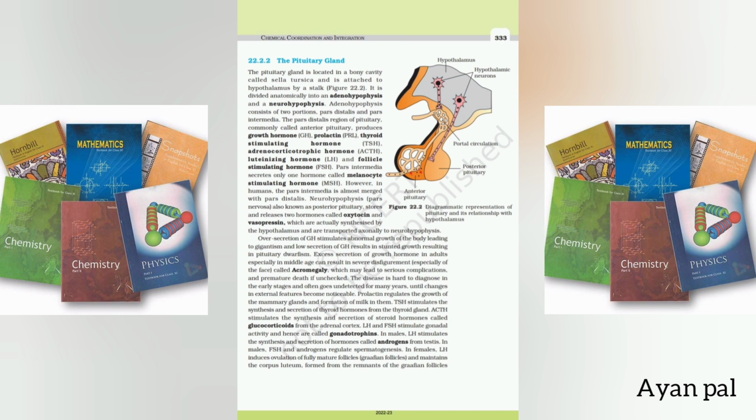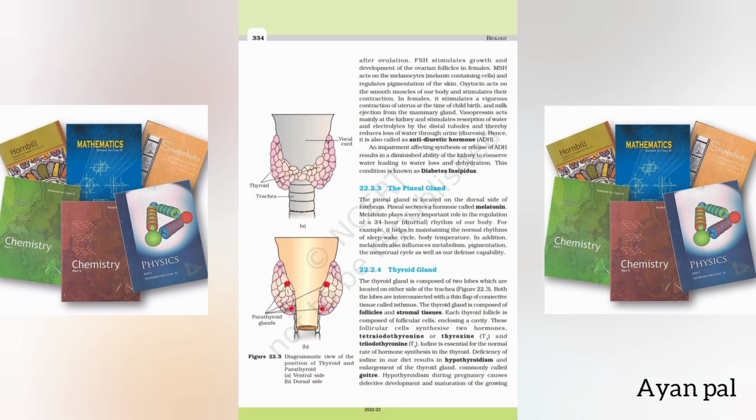In females, LH induces ovulation of fully mature follicles, Graafian follicles, and maintains the corpus luteum formed from the remains of the Graafian follicles. After ovulation, FSH stimulates growth and development of the ovarian follicles in females. MSH acts on the melanocytes, melanin containing cells, and regulates pigmentation of the skin.